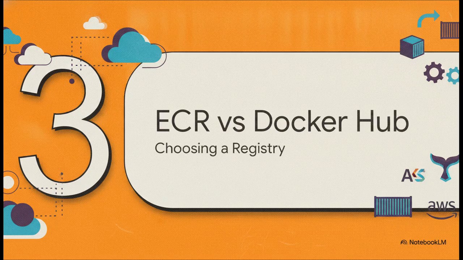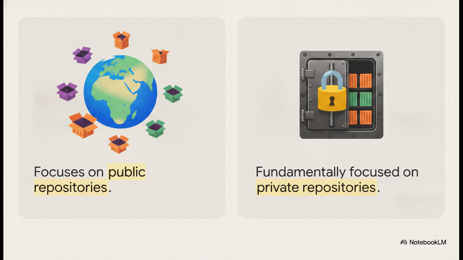Next up, Section 3, ECR versus Docker Hub. This is a head-to-head matchup you'll see in tons of DevOps interviews. The core philosophical difference here? It comes down to privacy. Docker Hub is fantastic, especially for open source, but it's largely public by default. ECR, on the flip side, was built from the ground up to be private by default. It acts as a locked-down vault for proprietary corporate code.